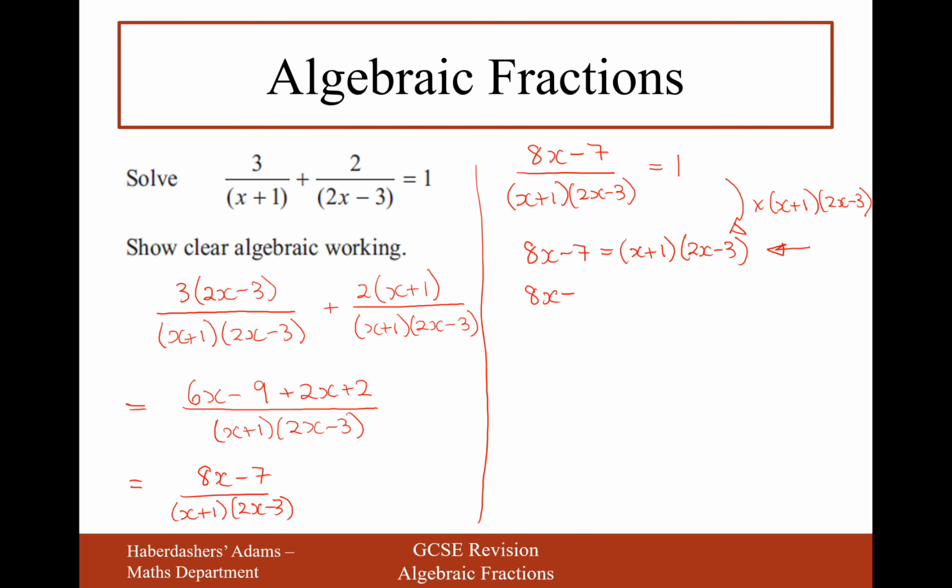So expanding the right hand side, I get 2x squared. That would be minus 3x plus 2x, that would be minus x, and then minus 3. The next thing I need to do is move everything onto the same side. So I'm going to leave nothing behind on the left. I'm going to subtract 8x. And I'm going to add 7. So it's going to be 2x squared minus 9x, and then add 7, that will give me a plus 4.